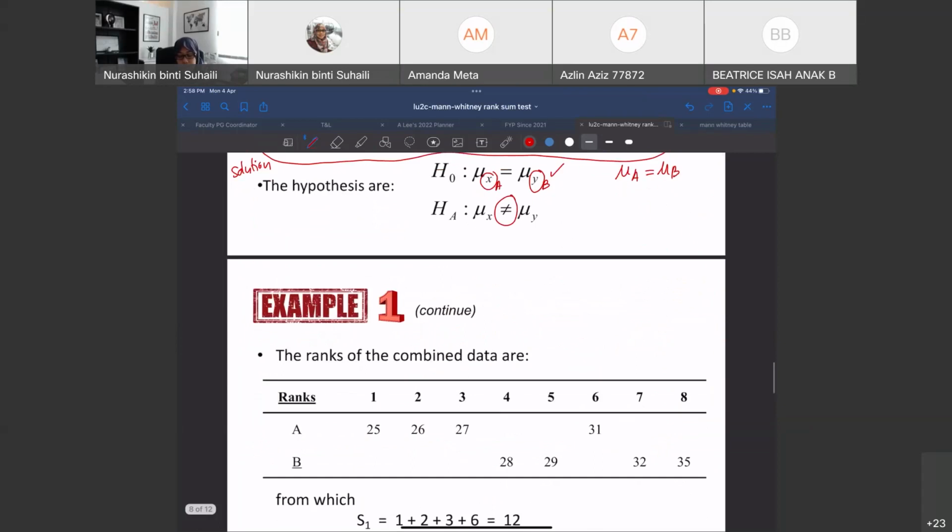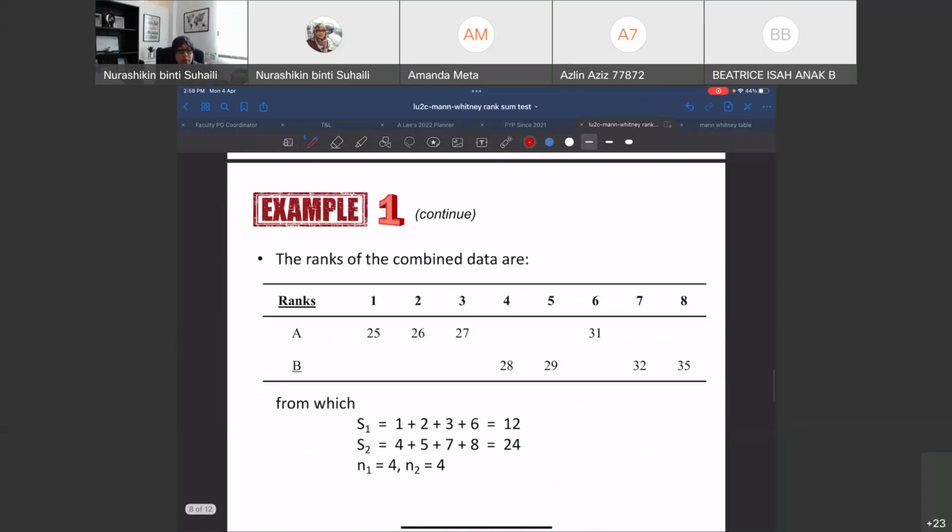And then the second step is to combine the data. If you refer to the steps I've given, the outline of the test, the second step is to combine the two samples. To combine here is for ranking purposes. Remember ranking? Ranking means we give a rank to the data from the lowest to the highest.